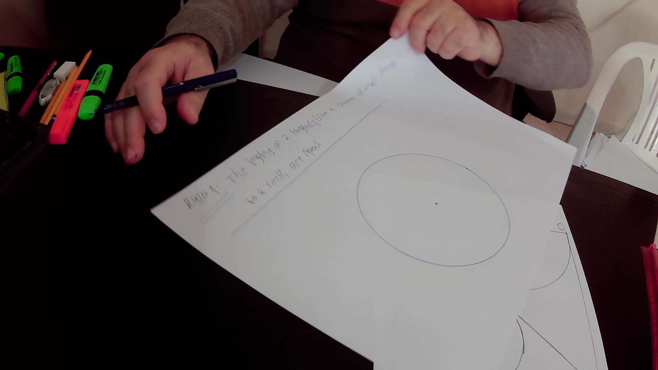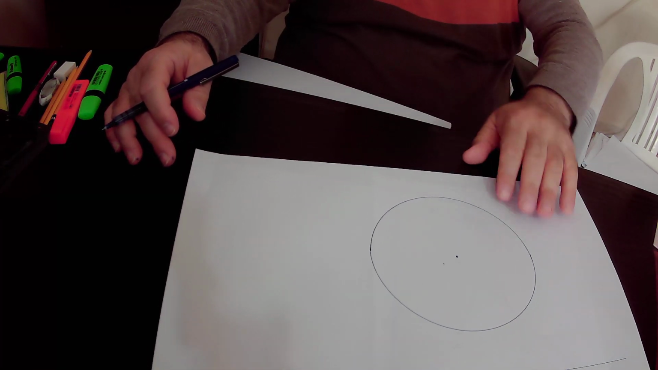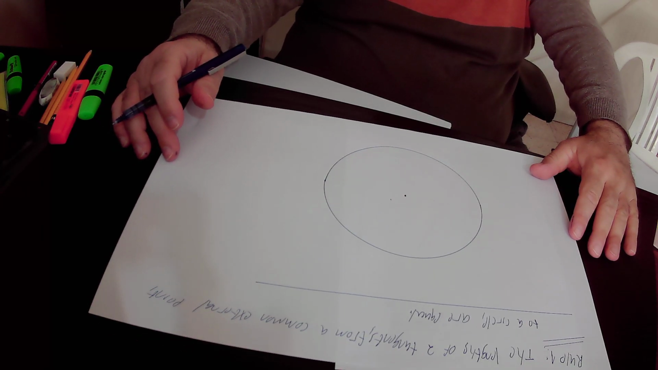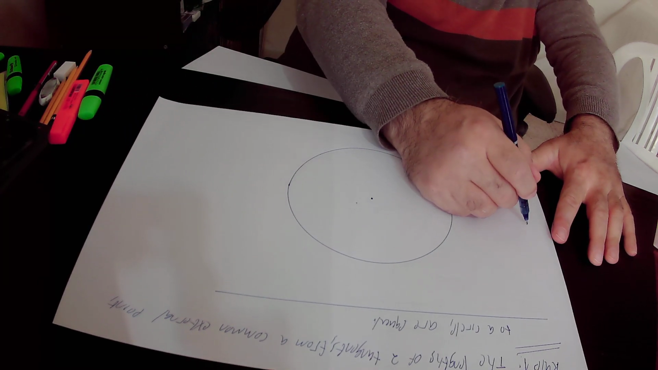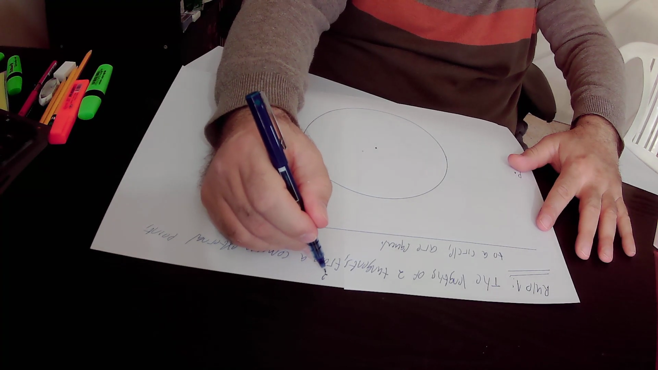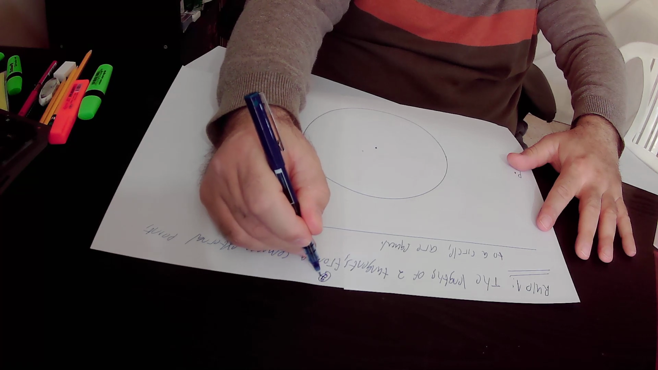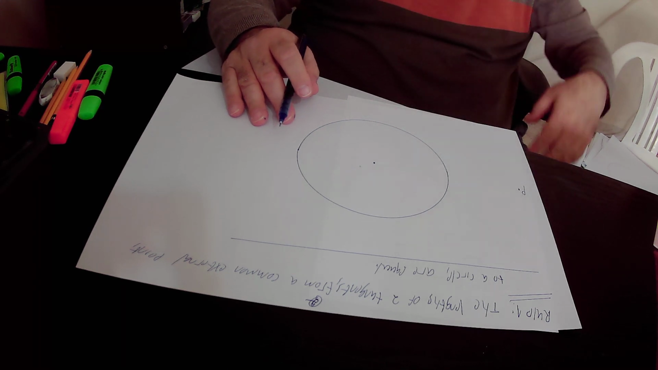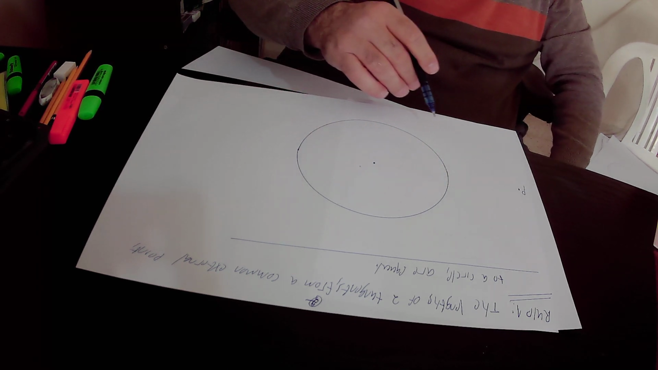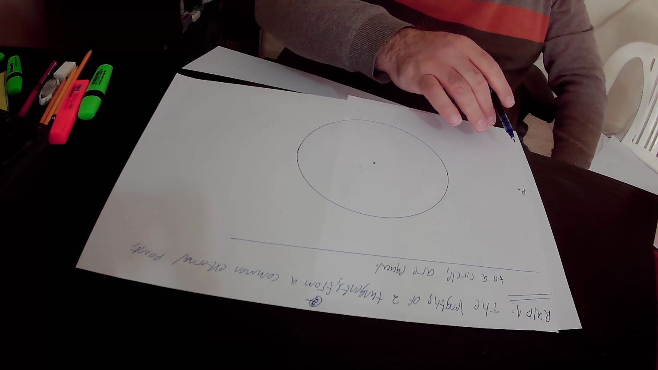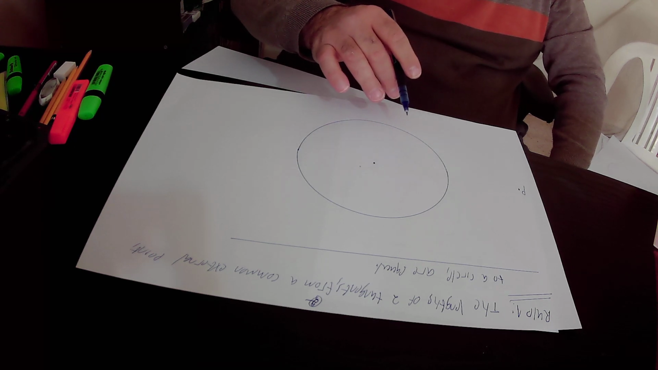So what is the meaning of rule number 1? The meaning of rule number 1 is that if we have an external point P, here point P is an external point in relation to this circle, because point P is not located inside this circle nor on this circle, but it is located outside this circle. Therefore point P is defined as an external point in relation to this circle.